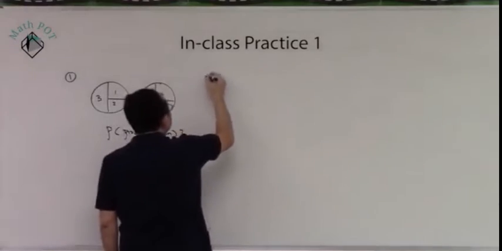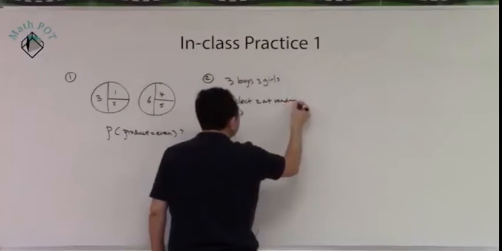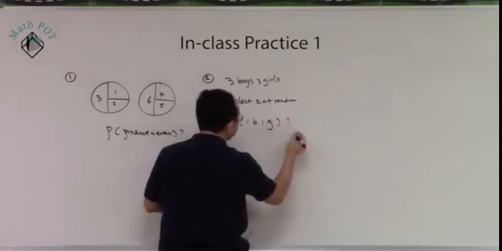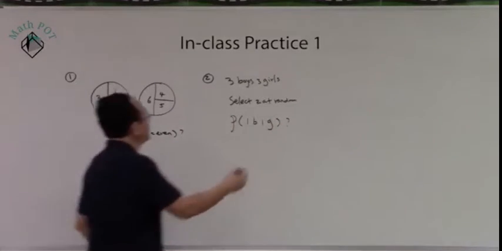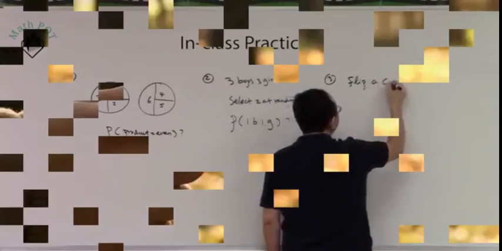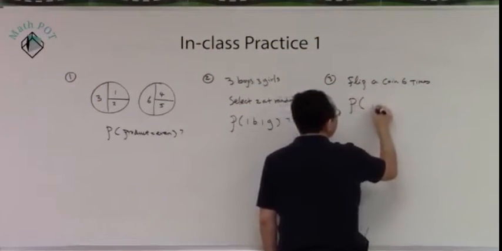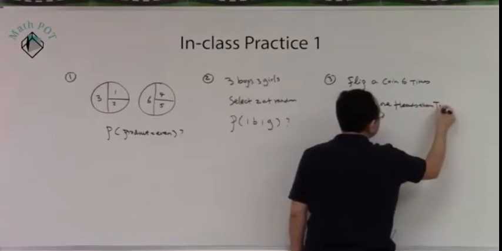So next problem. We have 3 boys and 3 girls. We want to select 2 at random. What is the probability of including 1 boy and 1 girl? That is our second problem. So next one. We flip a fair coin 6 times. What is the probability we get more heads than tails?